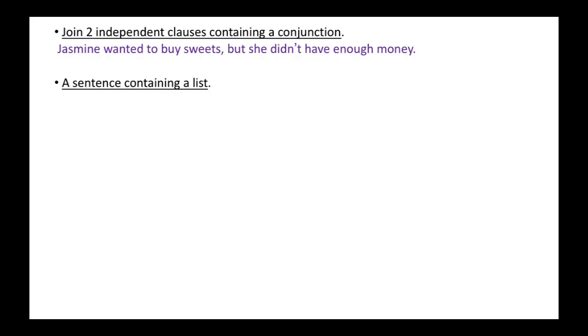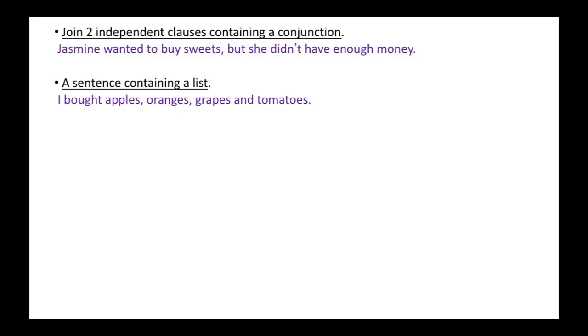An example of a comma being used to join two independent clauses containing a conjunction is: Jasmine wanted to buy sweets, but she didn't have enough money. An example of commas used in a sentence containing a list includes: I bought apples, oranges, grapes, and tomatoes.